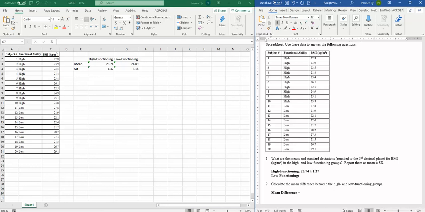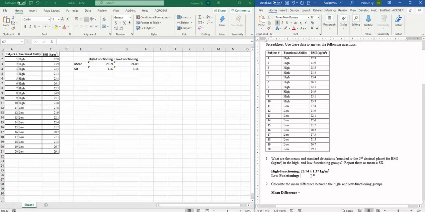And then again, it's always good to report the units for the variable we're measuring. Again, the variable we're measuring, the dependent variable, is BMI. BMI is measured in kilograms per meter squared. So to put the units, you can just simply copy and then paste just like I've done here. Just like that, and then yeah, you can bold it. Cool.